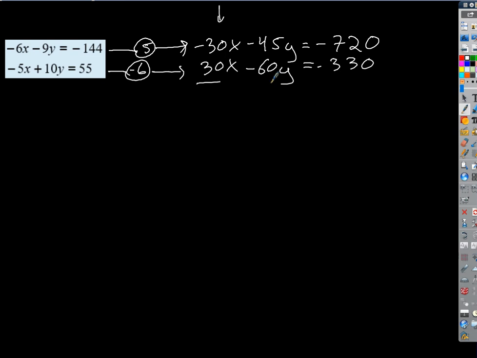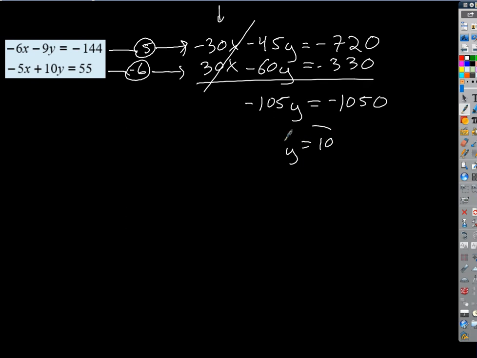Okay, so when we add these up, then what happens? X is canceled, good. Negative 105y equals, okay, works out pretty nicely. What do you know? And what's that give us then? If I divide both sides by negative 105, everybody agree? All right, so we got y, we're halfway there, now what?